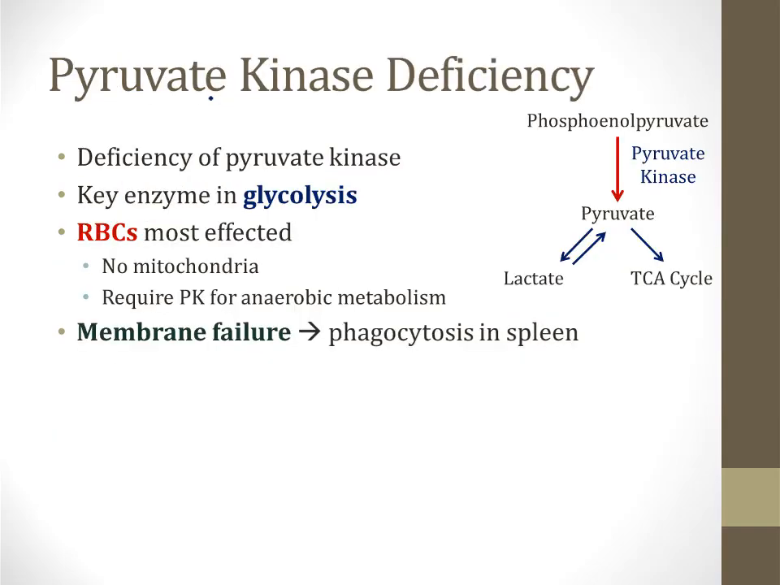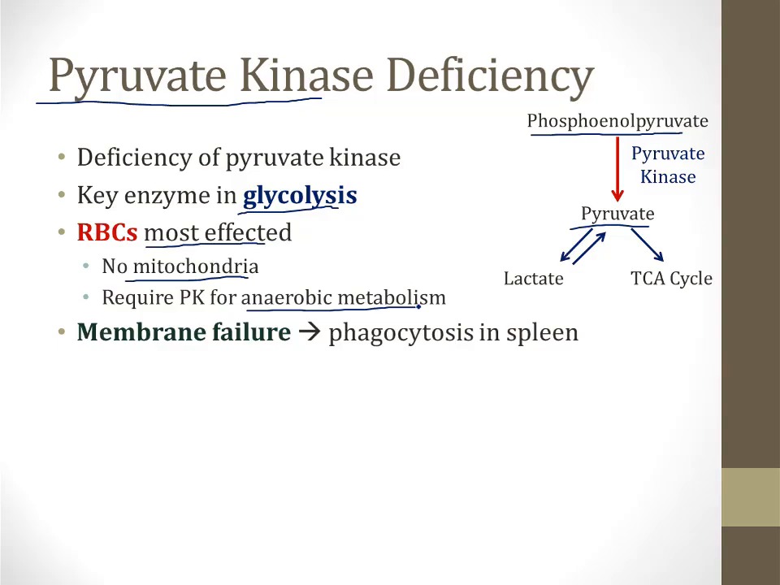Our next intrinsic cause of hemolysis is deficiency of the enzyme pyruvate kinase, and this disorder ties in heavily with biochemistry. That's because pyruvate kinase is a key enzyme in glycolysis. Its role is to convert phosphoenolpyruvate into pyruvate, and when levels of this enzyme are low, red blood cells tend to be the most affected cells. That's because they lack mitochondria and they require pyruvate kinase and glycolysis for anaerobic metabolism.